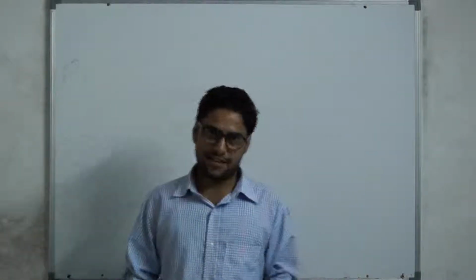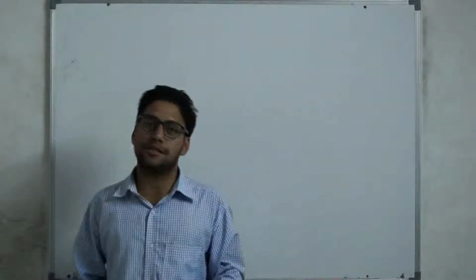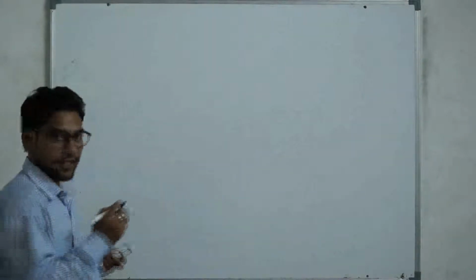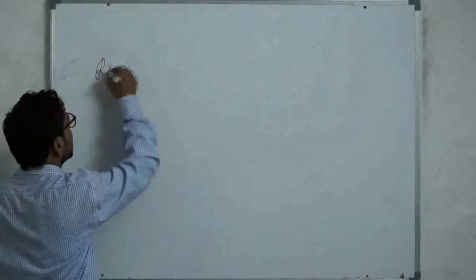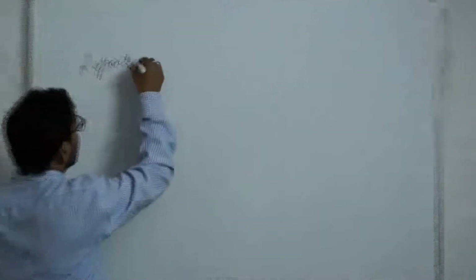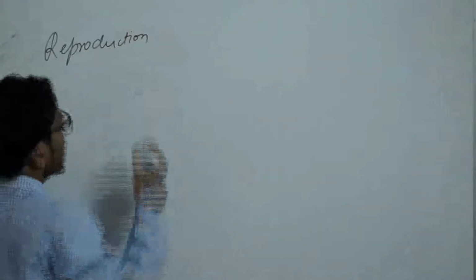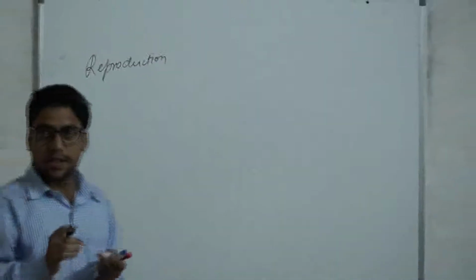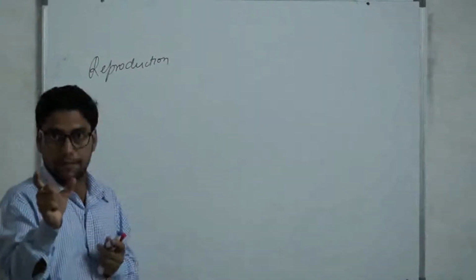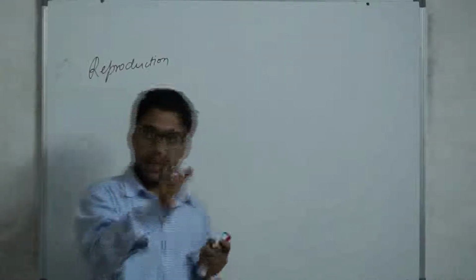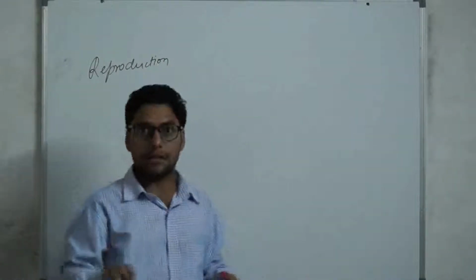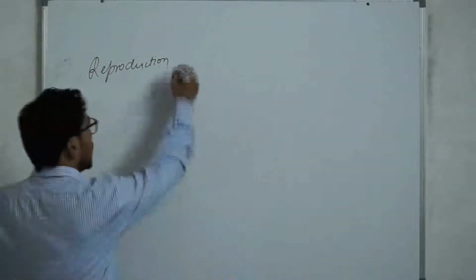So students, today we will talk about how organisms reproduce. So what is reproduction, students? What is reproduction? Reproduction. Reproduction is a process in which an organism produces young ones of their own kind. Right? So what is reproduction?